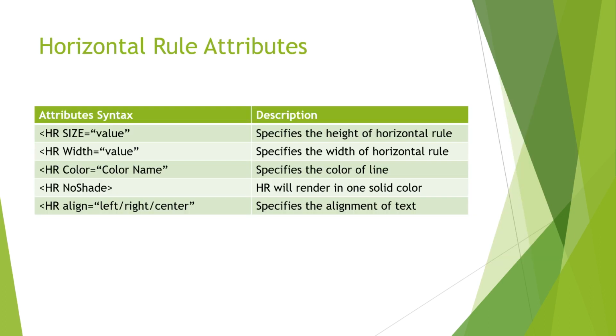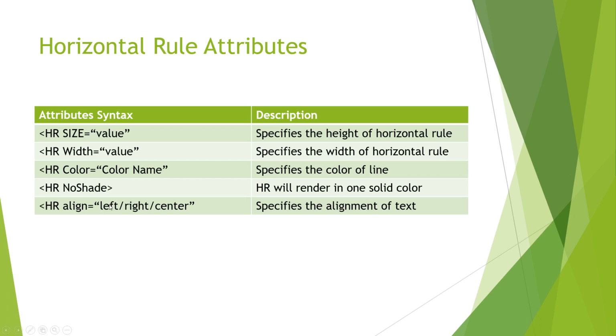Next part, HR attribute. HR attributes can be of many types. HR means horizontal rule attribute. Horizontal rule is a line that is drawn automatically when I use the HR tag.